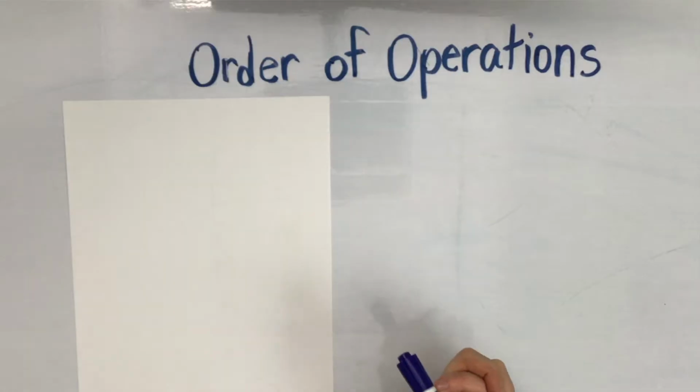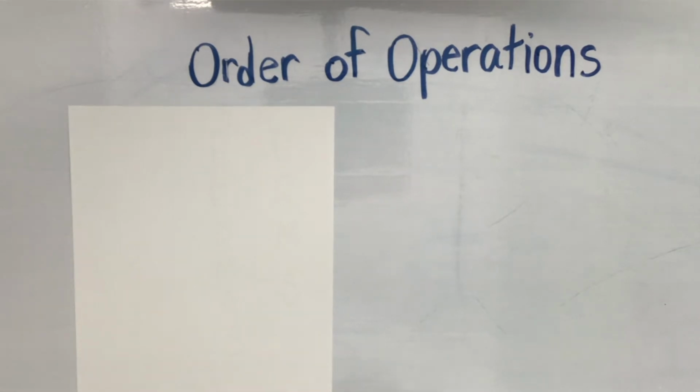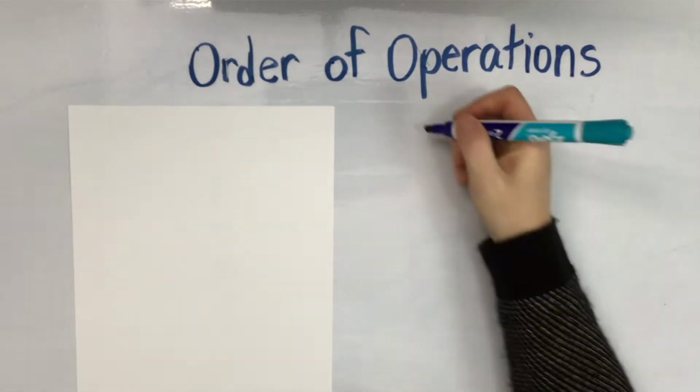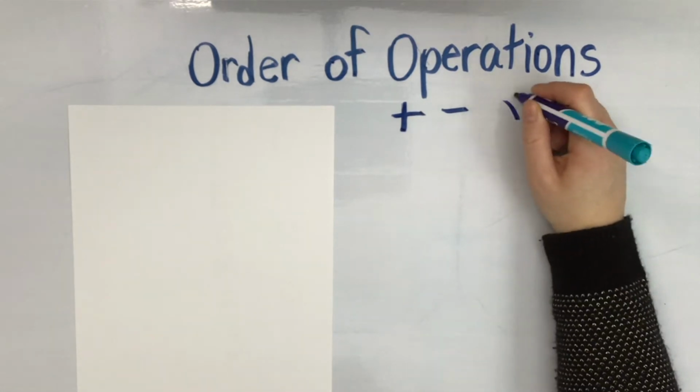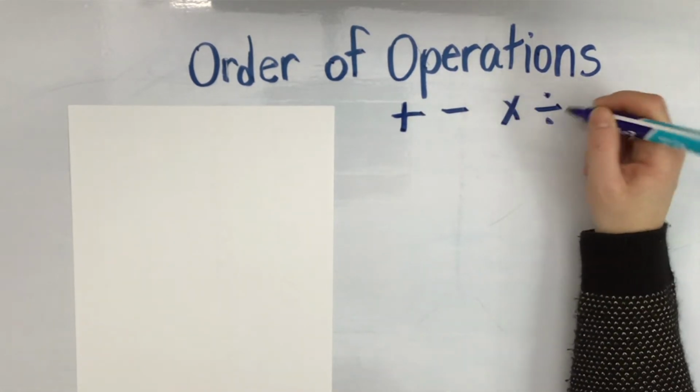Talk about the order of operations. Here we go. Order of operations simply means that when we are faced with a question that has more than one type of operation, there is a particular order in which we must solve the problem. Operations are addition, subtraction, multiplication, and division.